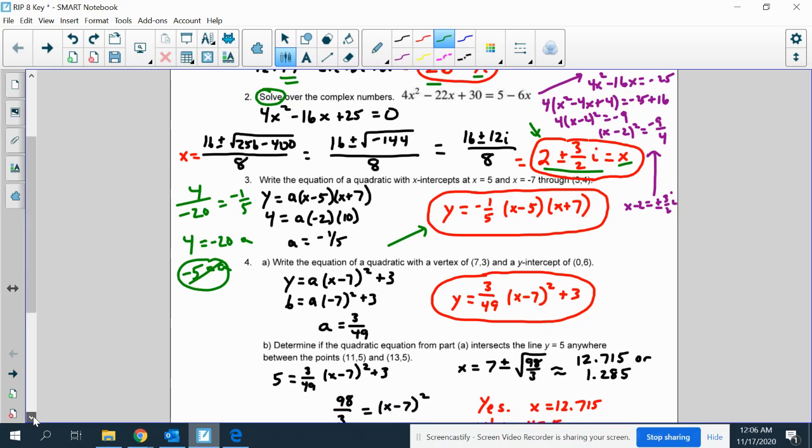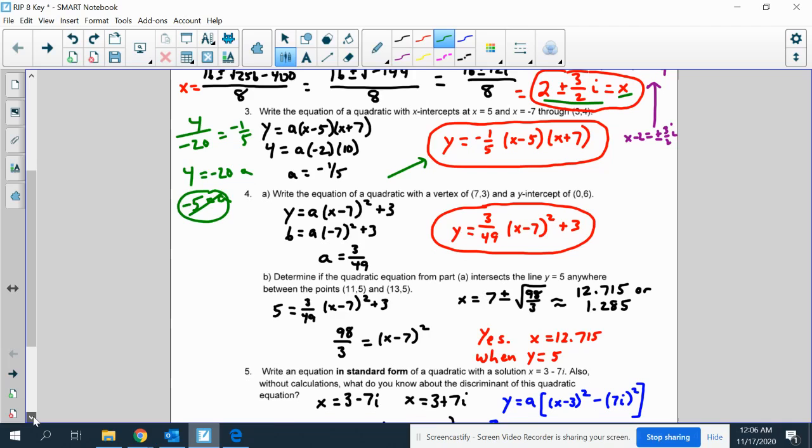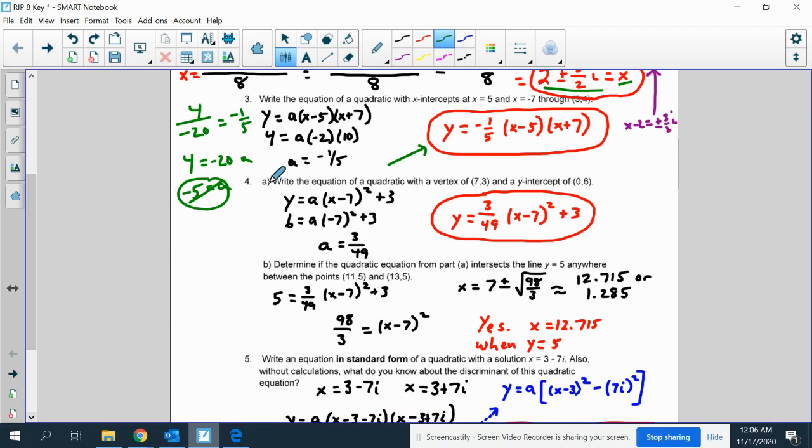Number 4, write the equation of a quadratic with a vertex and a y-intercept. Write it in vertex form first. Substitute in 0, 6. Some people did not substitute in 0 for x and 6 for y. And then solve. Once again, several people got 49/3. That's not the correct answer in this problem for a. And then once you get a, you have to put it in and not circle a as the answer. Your answer is an equation. So you have to have an equation which includes a y and an x.